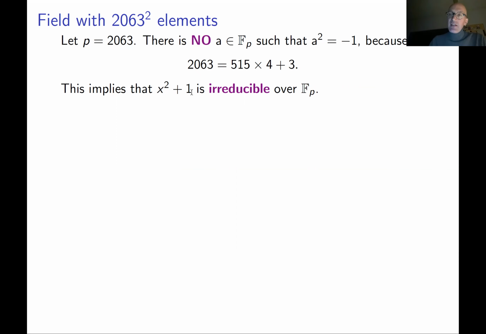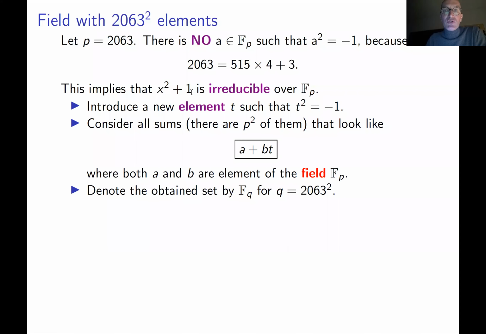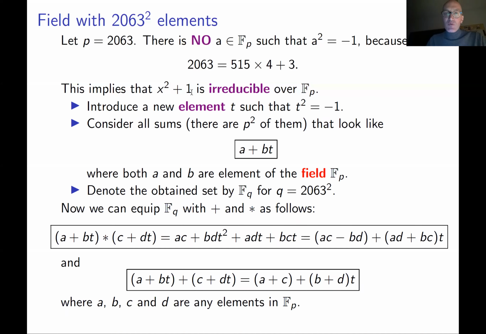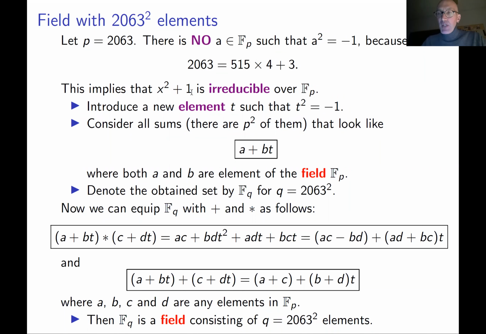So it's irreducible. And then you repeat line by line our construction for complex numbers, but replacing real numbers with F_p. You introduce an element t such that t squared is minus 1. And then you consider all possible sums a plus bt, where a and b are elements of the field F_p. And then you denote this new set consisting of all these sums by F_q, where q is p squared. And then you equip this set with addition and multiplication, which is copy-pasted from the complex number slide. That's it. It's absolutely the same as for complex numbers. And then you can check that this is a field consisting of p squared elements.